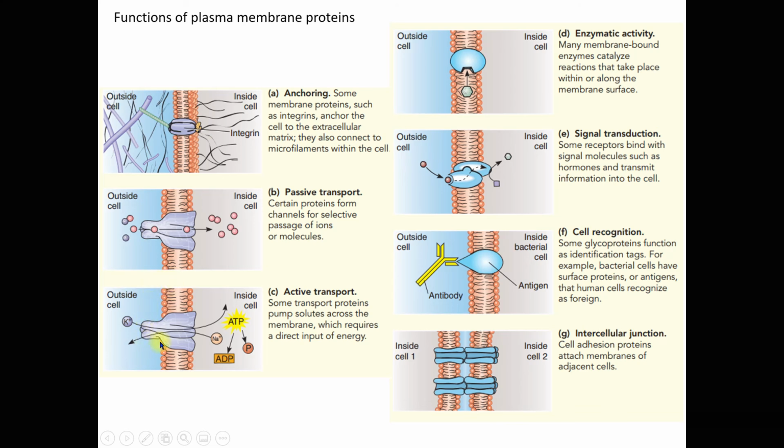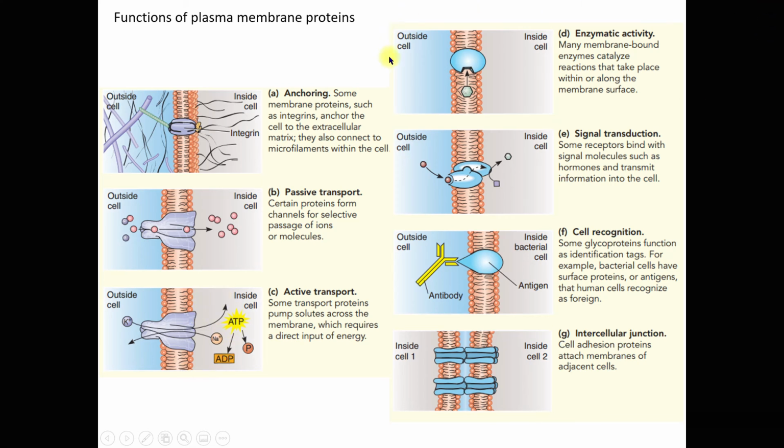Okay, now active transport. This plasma membrane protein also functions as active transport. Now, some transport proteins pump solutes across the membrane, and this requires ATP. Apakah this potassium ion dia dipump masuk ke dalam sel ini, and then yang sodium ion ini pula dipump keluar, and this needs ATP, right? So this integral protein here functions as an active transport protein.